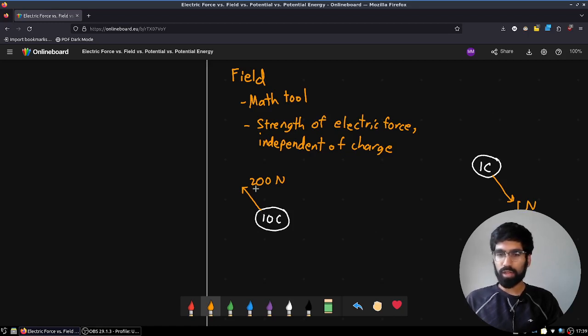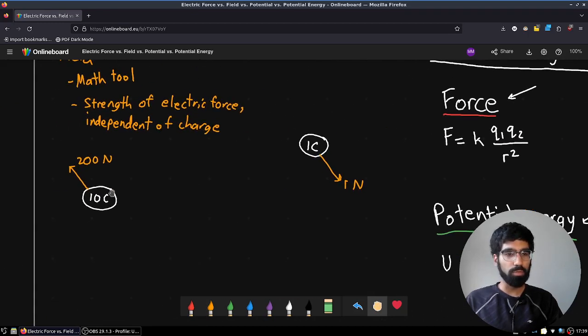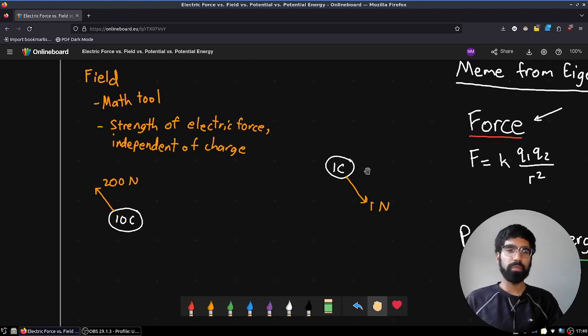So if I wanted to compare the strength of electric force over here versus over here, well, we already saw via the equation for electric force, I can't really compare these two directly, because the electric force will change based on the charge values that you put into the equation. So it's hard for us to compare the 200 to the 1. How do we do it? That's why we need a math tool that can let us compare the strength of an electric force in this region over here versus that region over there, independent of these differences in charge.